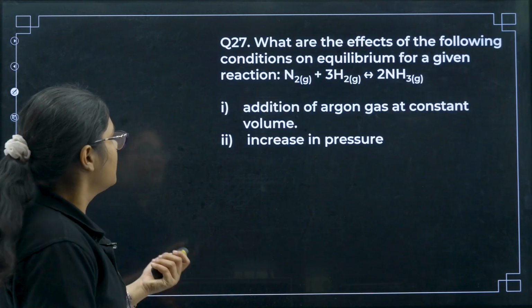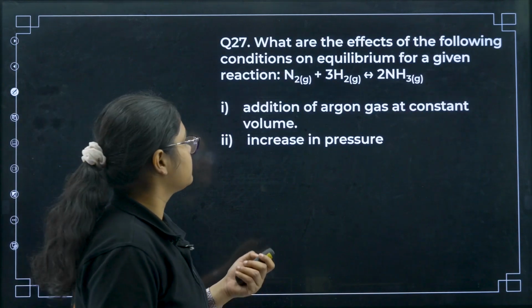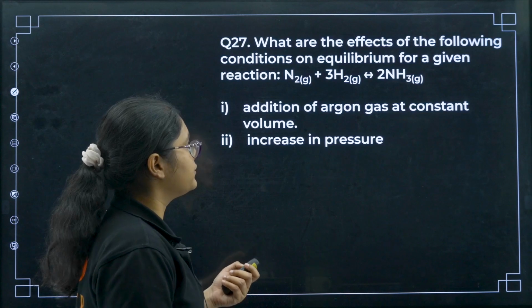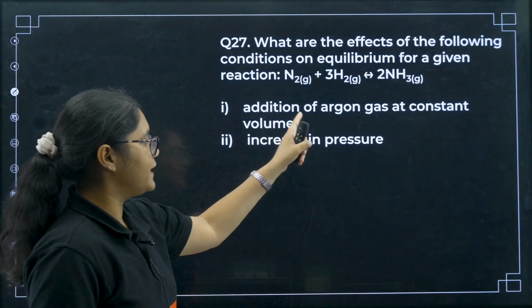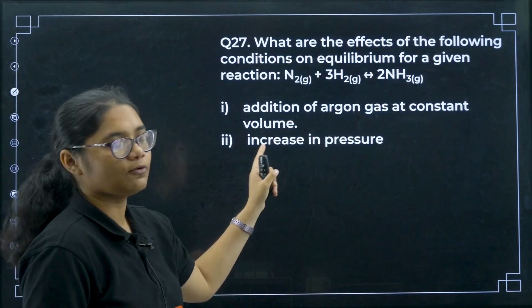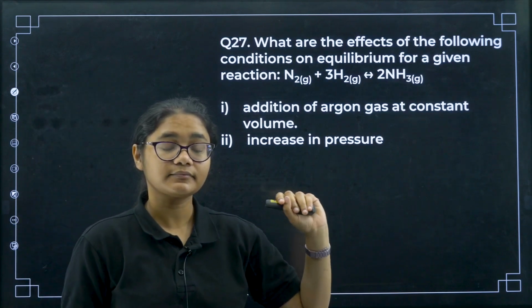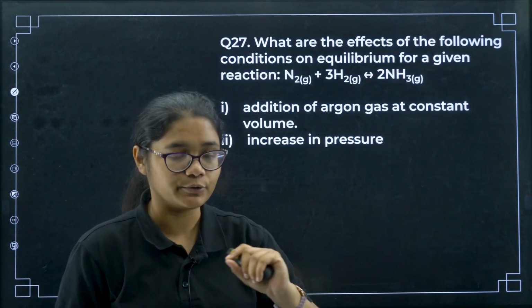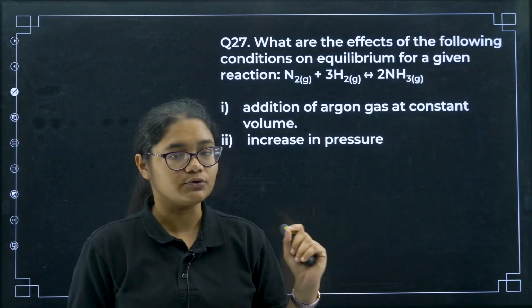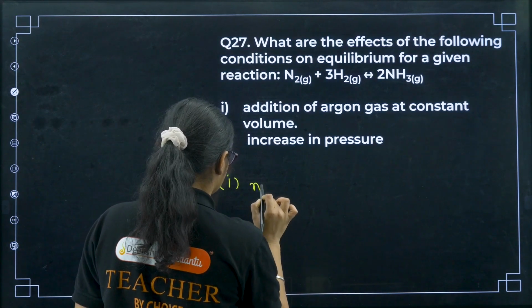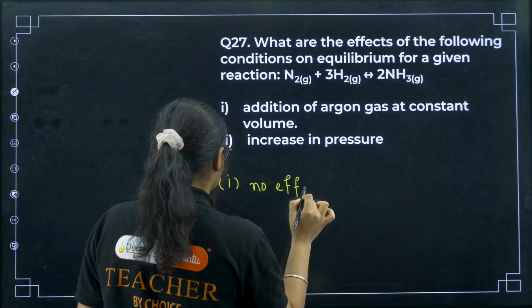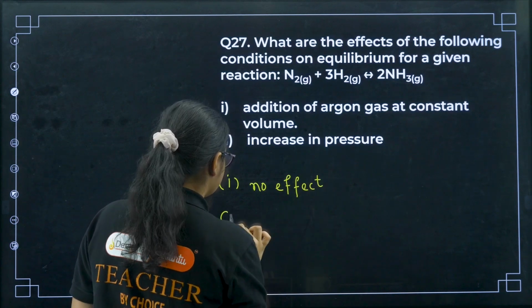Okay. Next, what are the effects of the following conditions on the equilibrium for a given reaction? So, Le Chatelier's principle: addition of argon gas at constant volume. If you remember, if you add argon at constant volume, there is no change or no effect, right? So for this one, no effect.